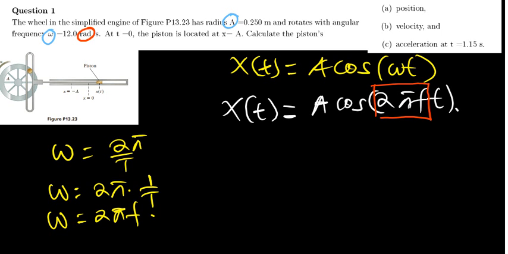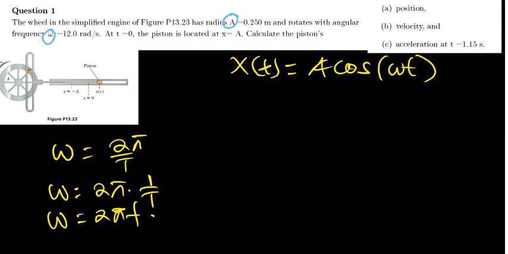Okay, now since we have the angular frequency, we're going to use the same formula. Then for the velocity as a function of time, we need just to differentiate this. If I differentiate this in terms of the angular frequency, this is going to give us negative a omega, then sine of this.